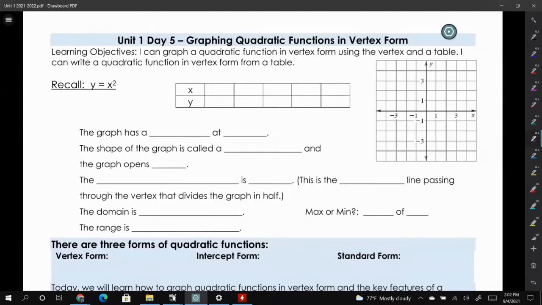Today we're going to practice graphing quadratic functions in vertex form a little bit more, and we're also going to write some equations from a table. So let's recall what we did the other day, and this is our parent function or our mother function, and the table of that looked like this.